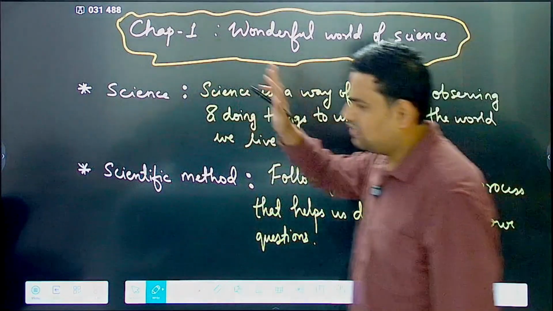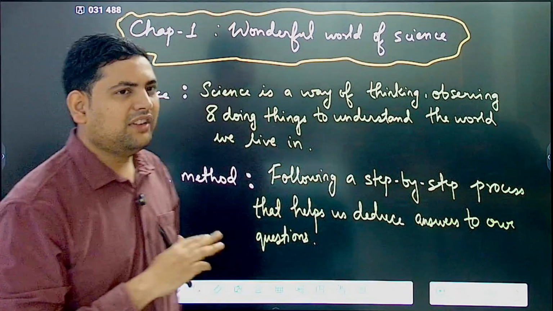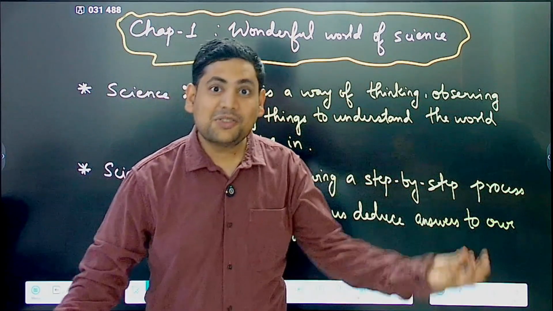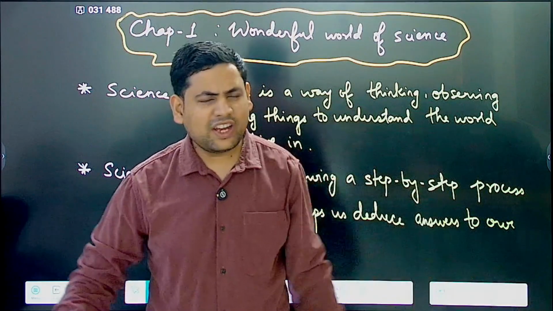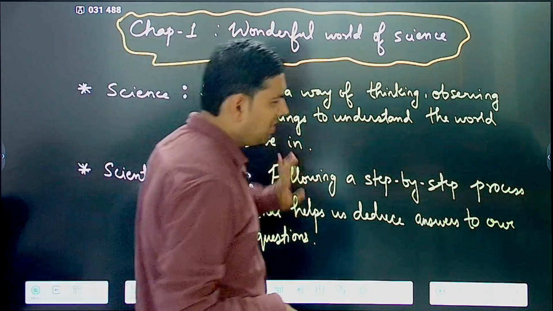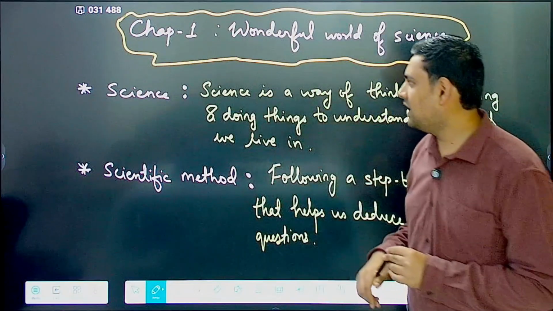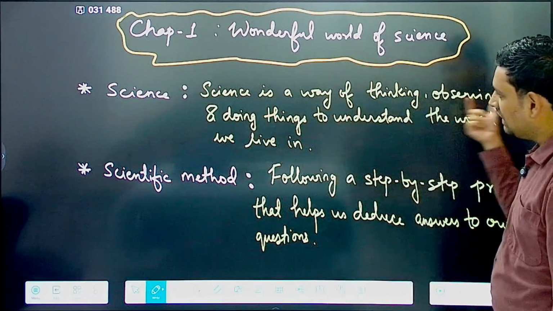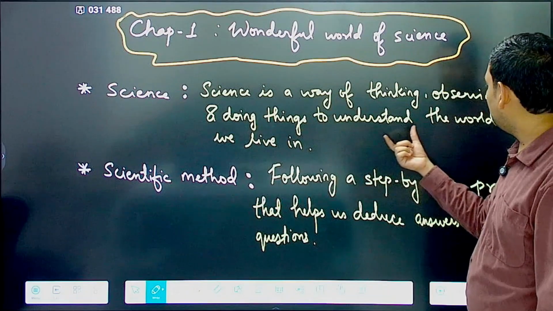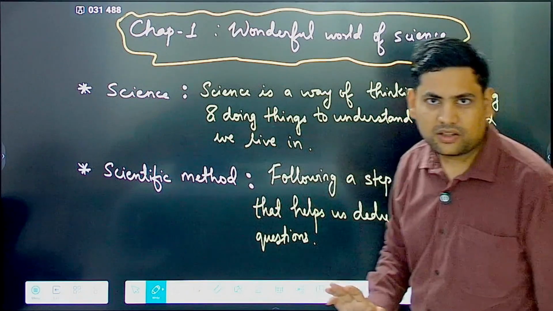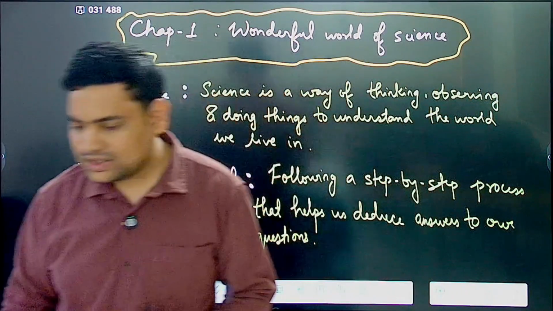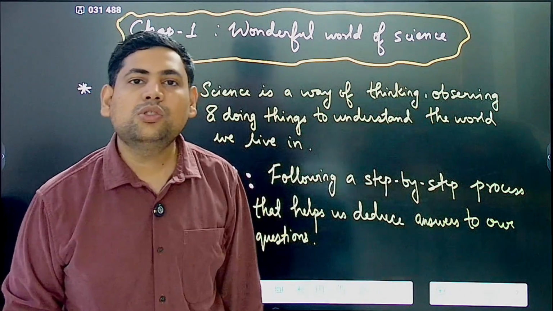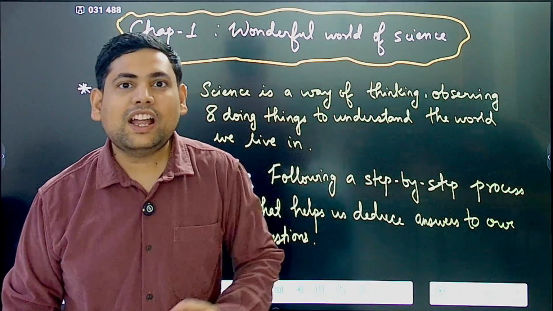Then the first chapter is very simply introducing a child to the world of science. Mainly for us there are only two things that we need to understand. One is what is science. Science is a way of thinking, observing and doing things to understand the world we live in. Science is simply understanding all the phenomena, everything that is happening around you in the world, the natural phenomena.